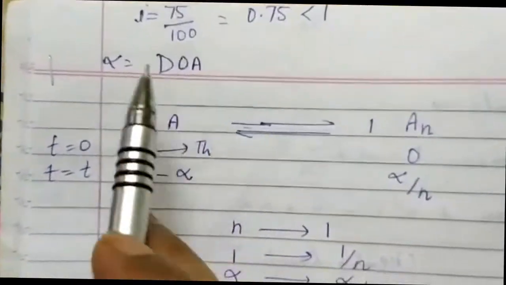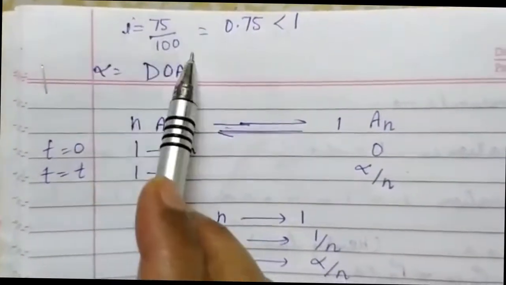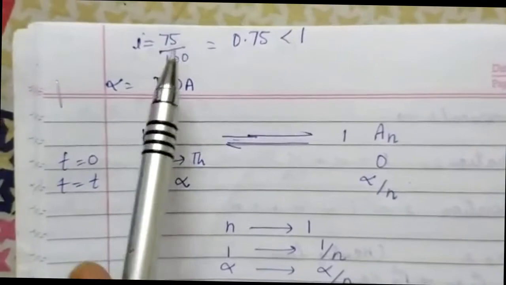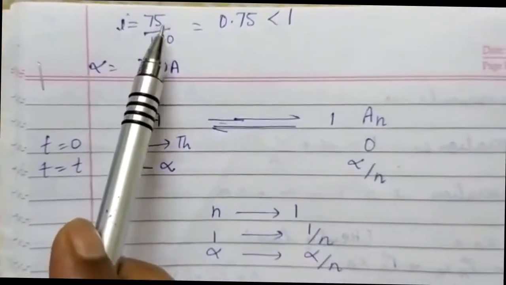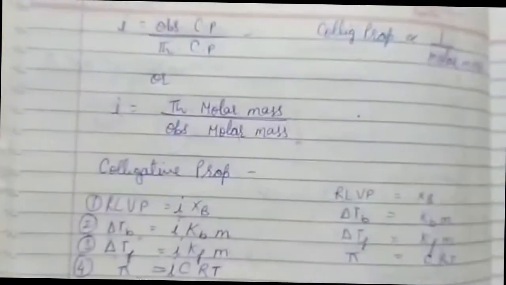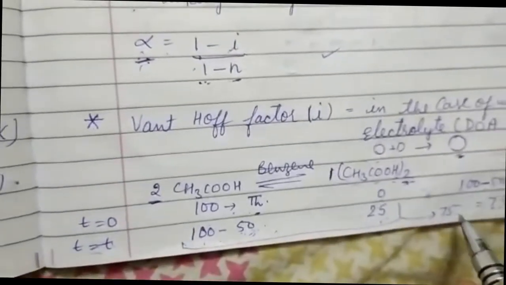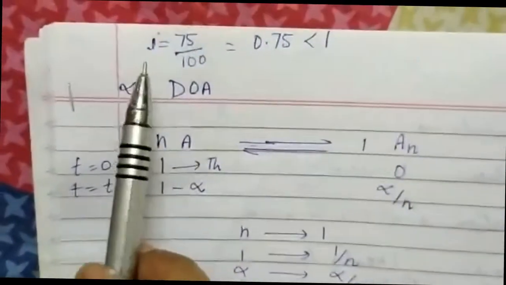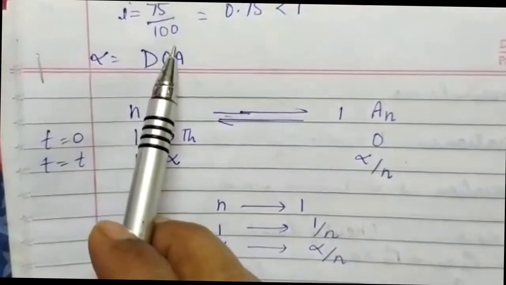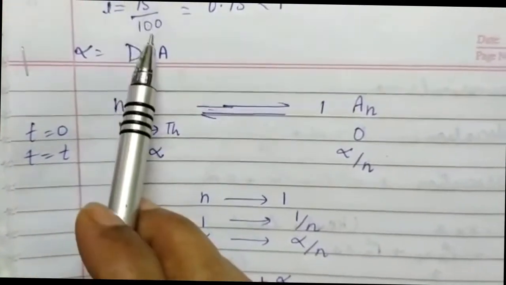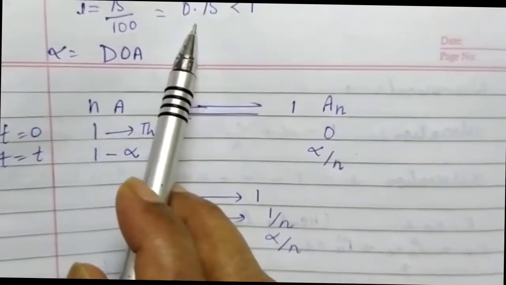Now we have to find the value of i, the Van 't Hoff factor. How can we find it? Observed number of particles divided by the theoretical number of particles. The observed number of particles we have seen is 75, and this 100 is the theoretical number of particles. So the observed number of particles, 75, divided by the theoretical number of particles, 100. 75 divided by 100, the answer will be 0.75.